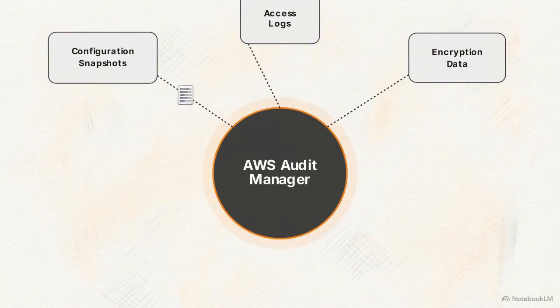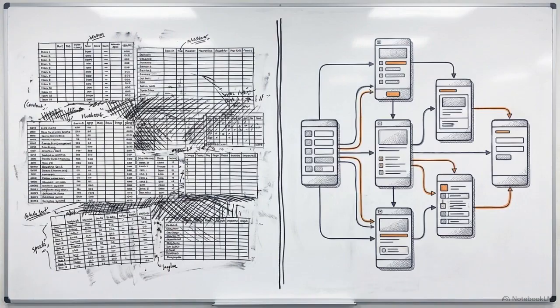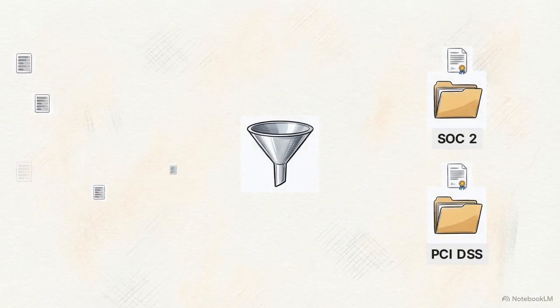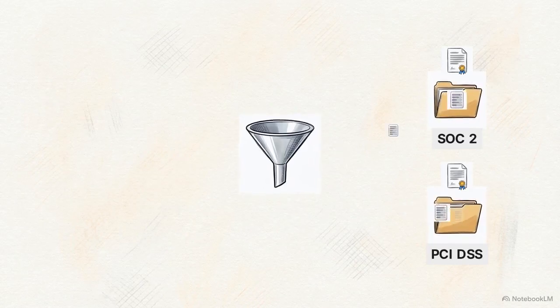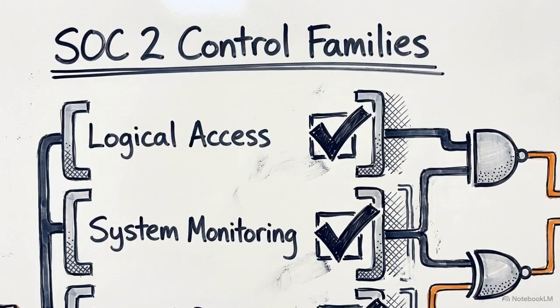We configure it to continuously pull configuration snapshots, access logs, and encryption data straight from the source. This side-by-side comparison shows the difference. We leave the manual spreadsheets behind. Audit Manager takes those raw logs and maps them directly to specific frameworks, assigning your data to the exact control families required by SOC 2 or PCI DSS.